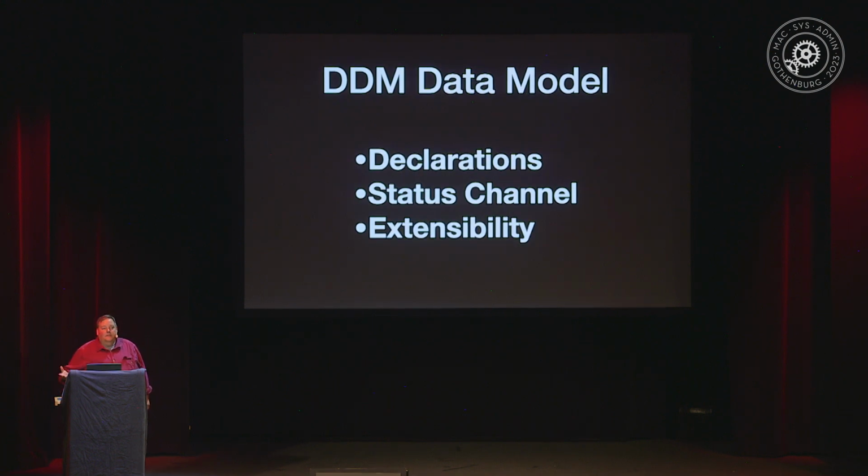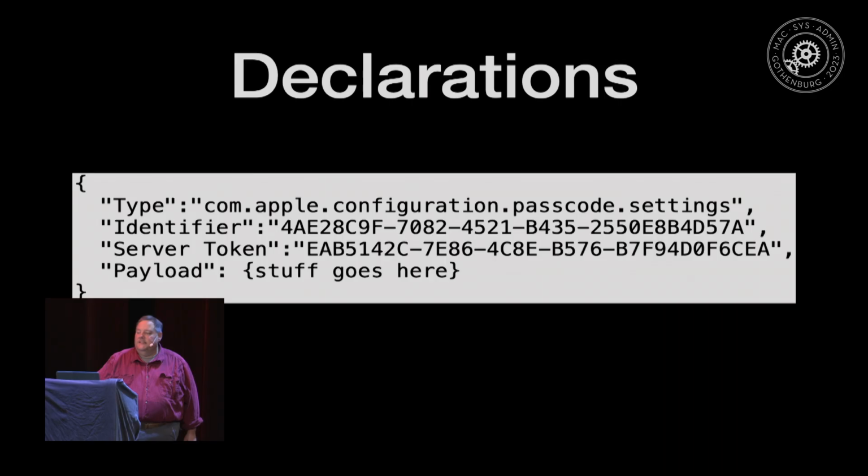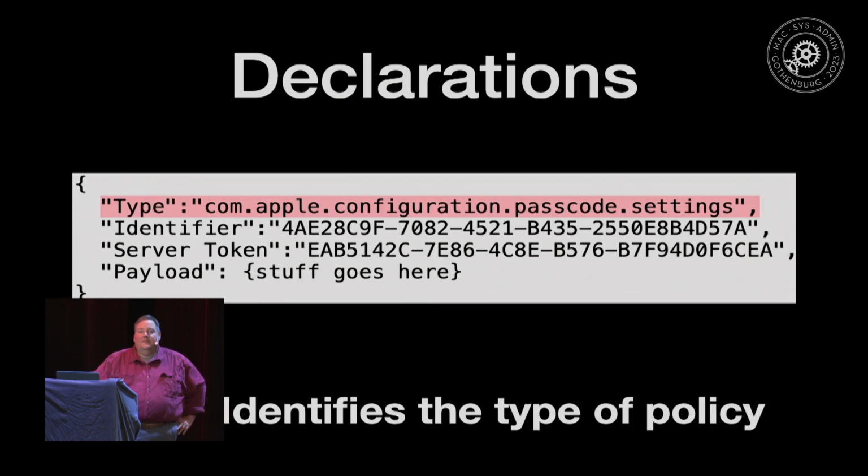So like MDM, DDM uses a structured data model. So let's take a look at what this looks like, starting with declarations. Declarations are the policies sent to a device, and they have a structure that looks like this. And surprise, it's JSON now instead of XML. So type identifies the policy that the declaration is using.